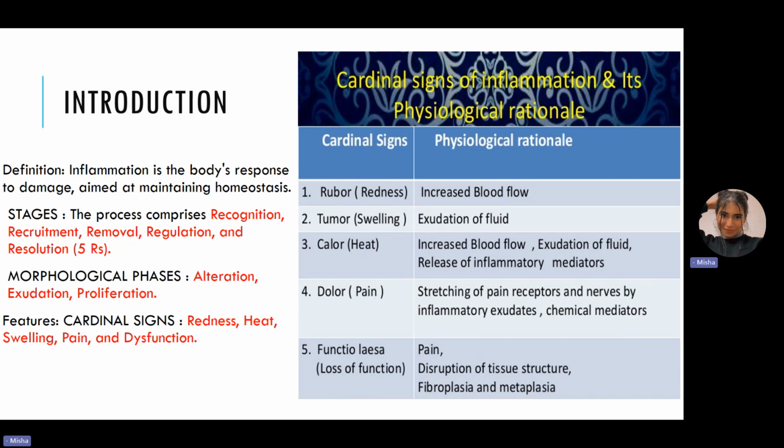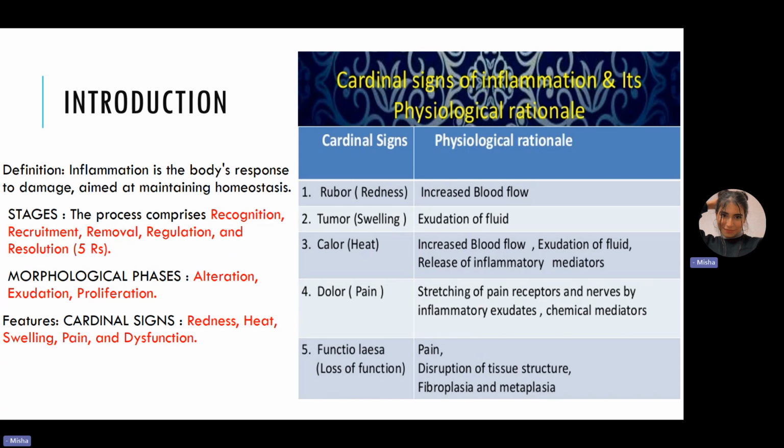Now, acute inflammation can be divided into morphological phases and then stages according to what's basically happening. Morphological phases is what you would see, like alteration, exudation, proliferation, which I'll be explaining later. And then the processes that are occurring. So there are five R's, which are recognition, recruitment, removal, regulation, and resolution. So these two things are very, very important that you need to mention when you're talking about acute inflammation.